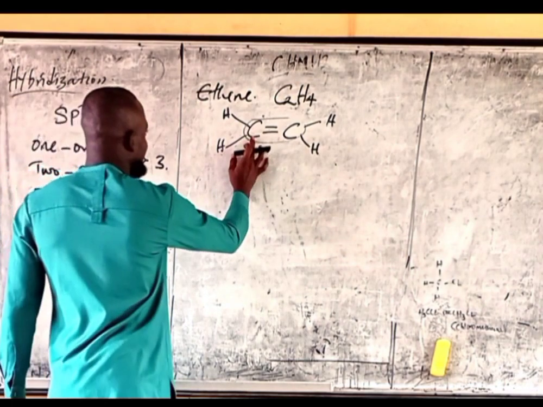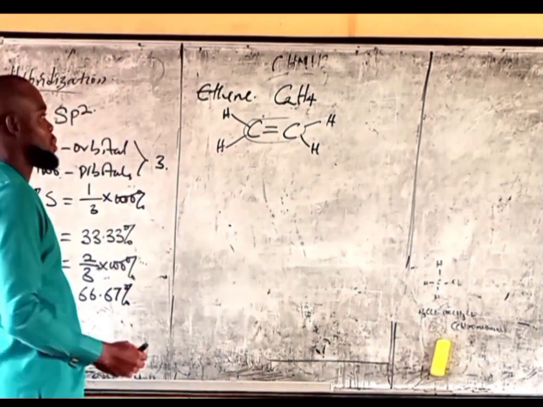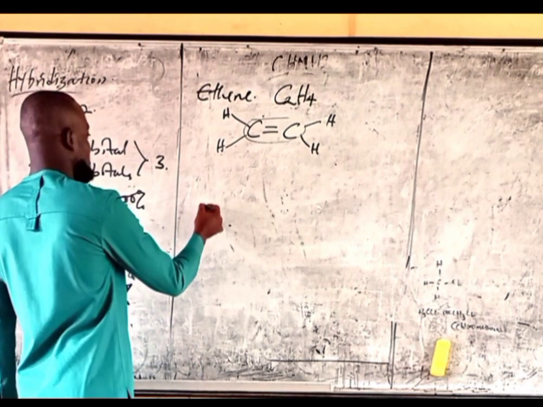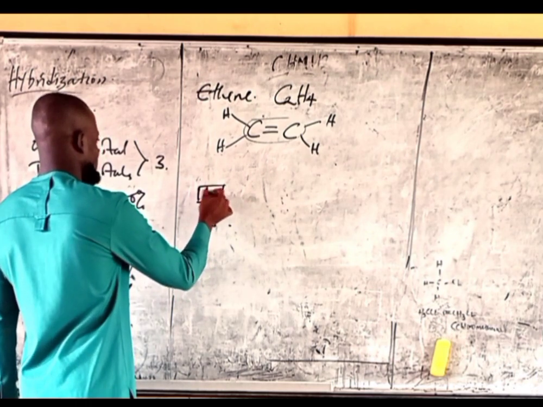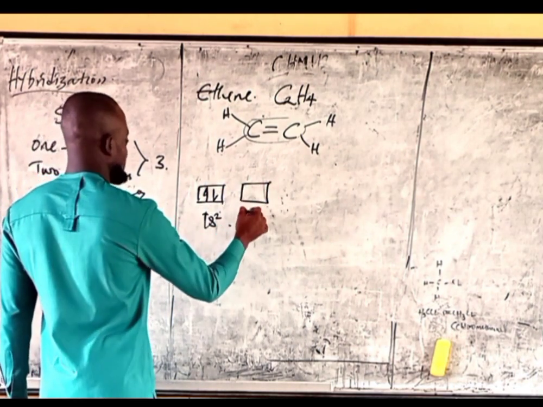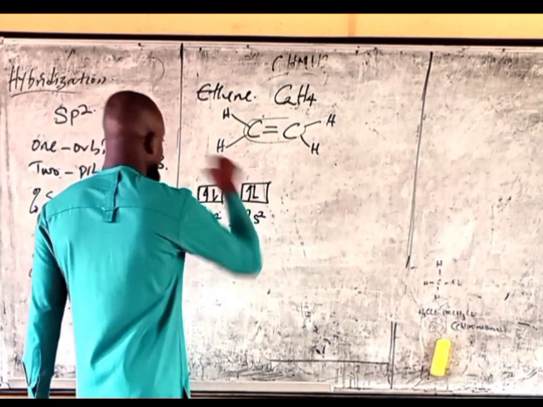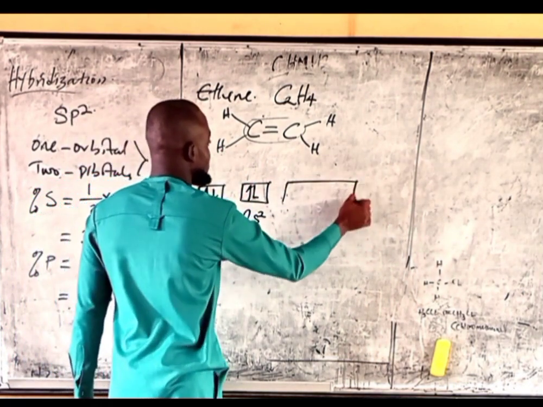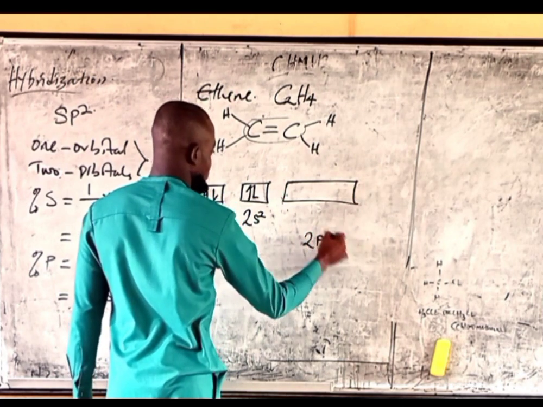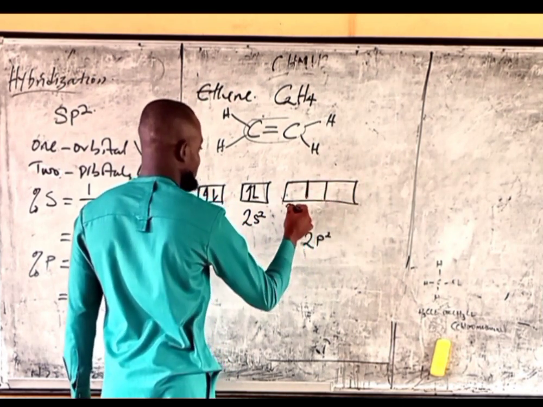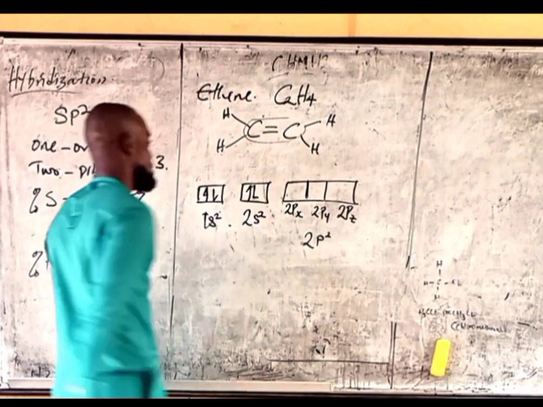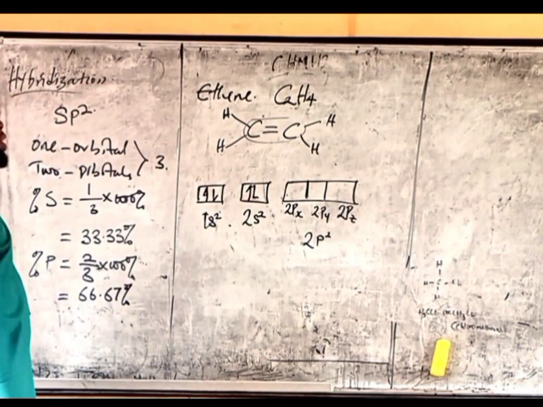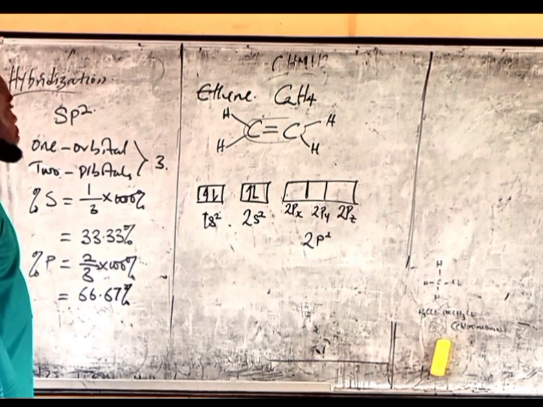So let's try to hybridize these 2 carbons to see what we are going to have. Carbon in the excited state is 1s2, 2s2, then 2p2, in which we divide the orbitals into 2px, 2py, and 2pz. So what are we going to have here now?